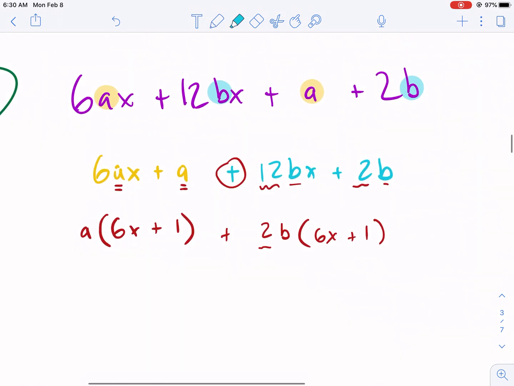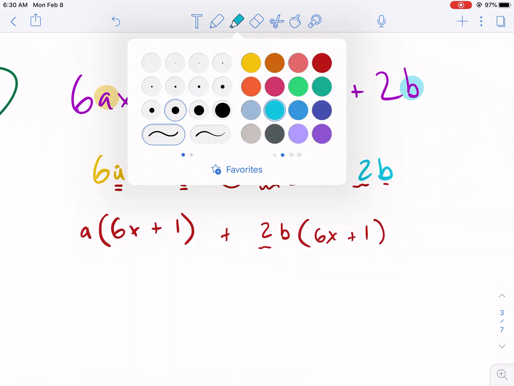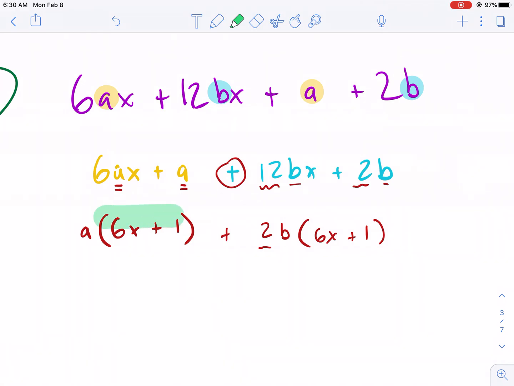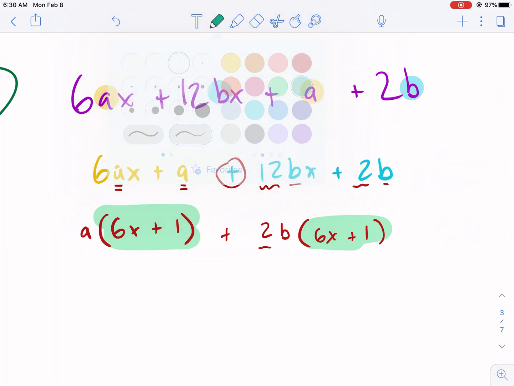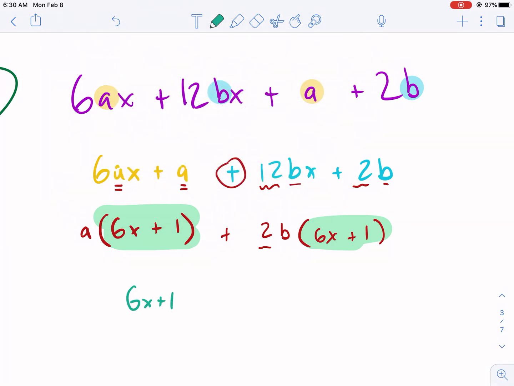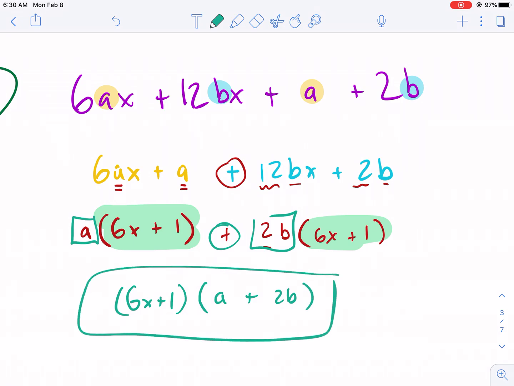That's my first step. Again, now we're going to be looking for, okay, do we have any common factors between these two? And yes, we do. We have the 6x plus 1. So I'm going to factor out the 6x plus 1, and I'm going to leave that in parentheses. And then what's left that I did not factor, I have a and then 2b, and there's a plus sign in between, so I'm going to keep this positive. And now this is completely factored.